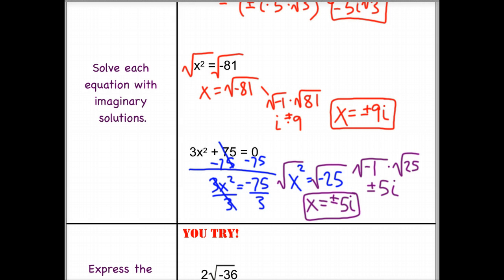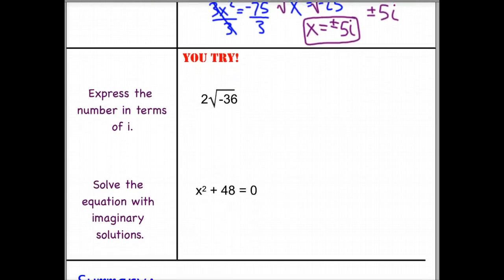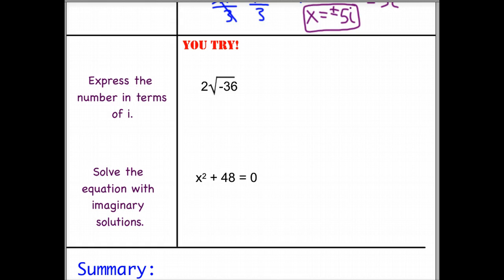Alright, now for the evening I want you to try the U-try problems at the bottom of your screen here. A couple of the ones sort of like what we just did. And I also want you to write your summary.